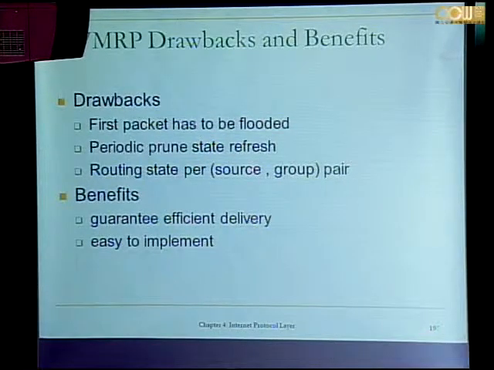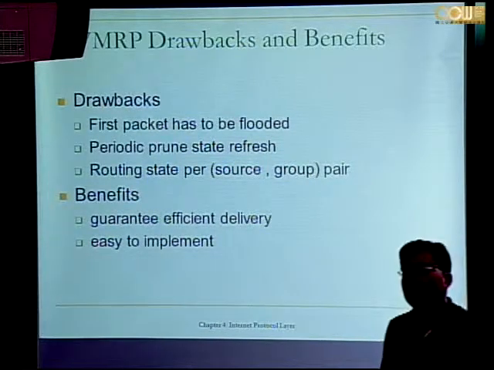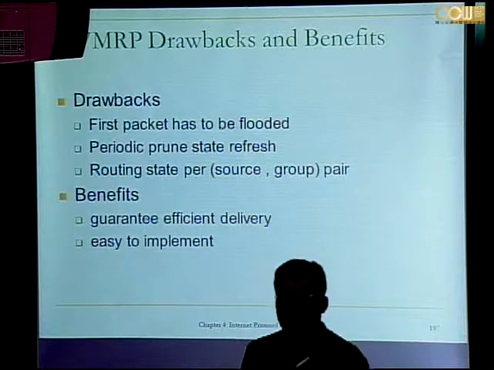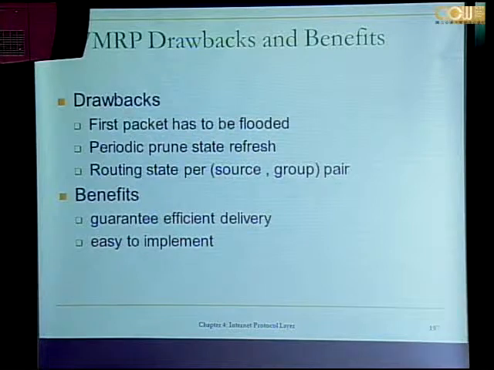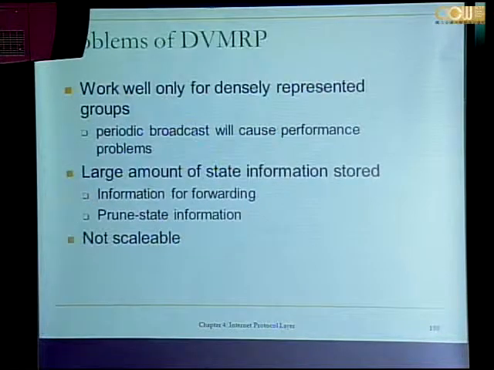So DVMRP will be used only for what? For the intra-domain area, for the small network, because it's not scalable. So it works well only for densely populated groups, and there is a large amount of state to keep per group per source, and it's not scalable. So you would use it only for intra-domain multicasting.